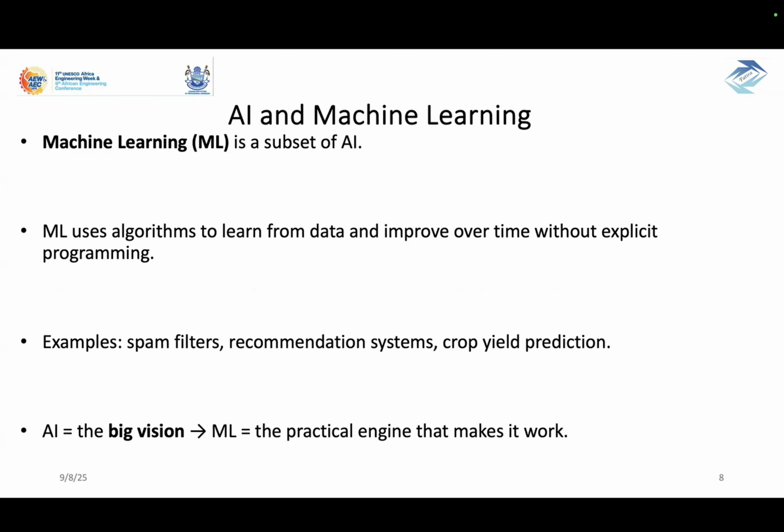What about AI and machine learning? So machine learning is just a subset of AI. Okay. So you have data science, and then within data science, AI comes, then machine learning. Those are algorithms that AI uses. So machine learning uses algorithms to learn from data and improve over time without explicit programming. So with machine learning, it learns. When you give it the data, it learns without explicit programming.